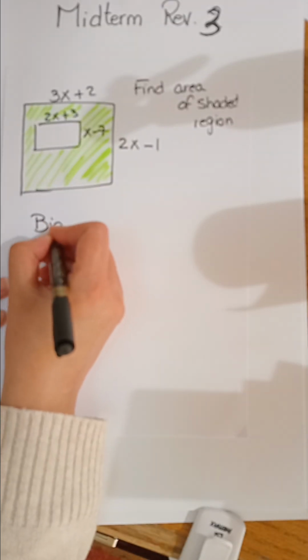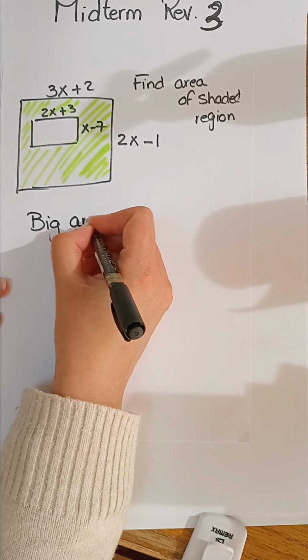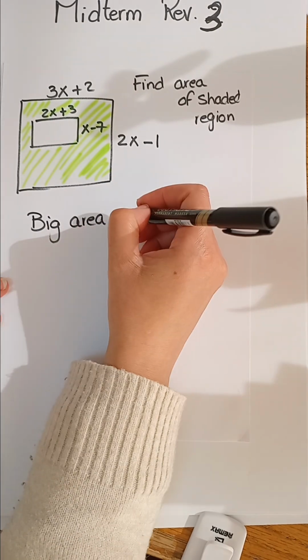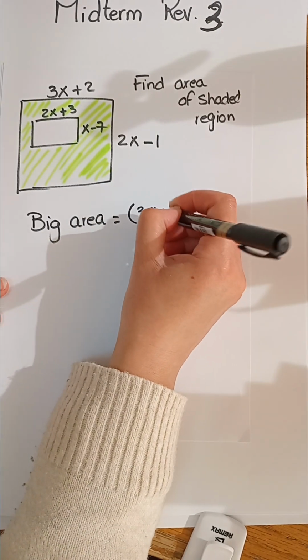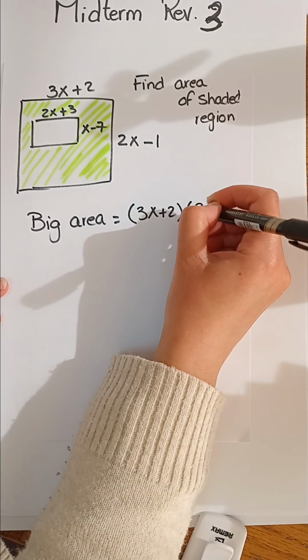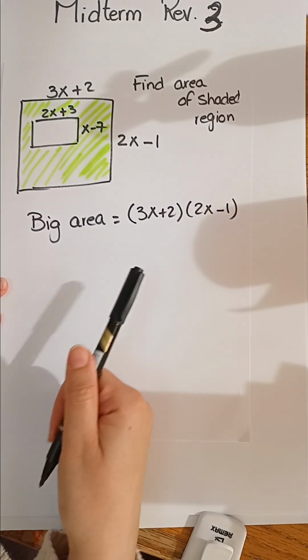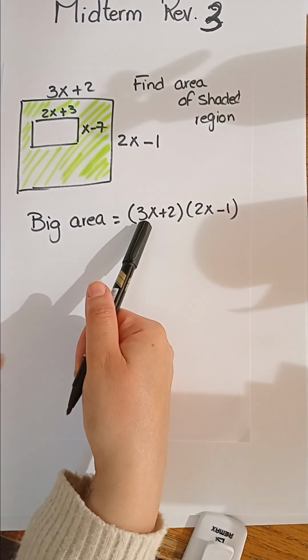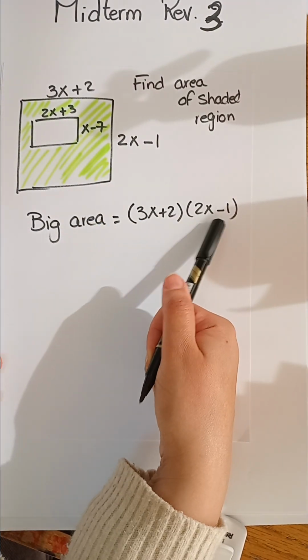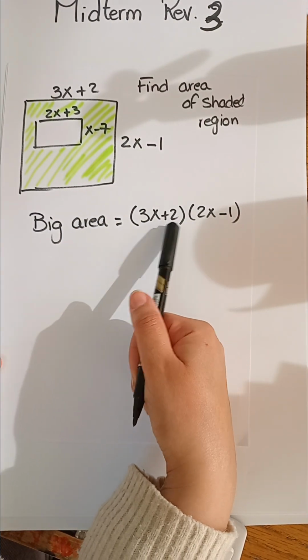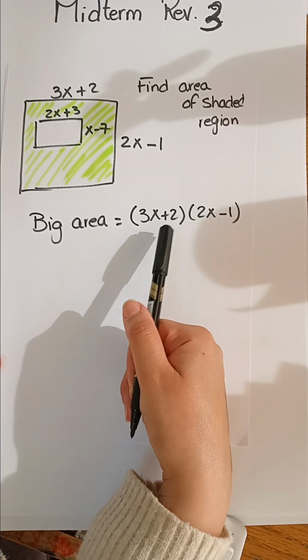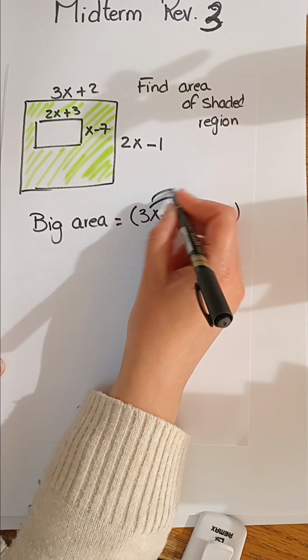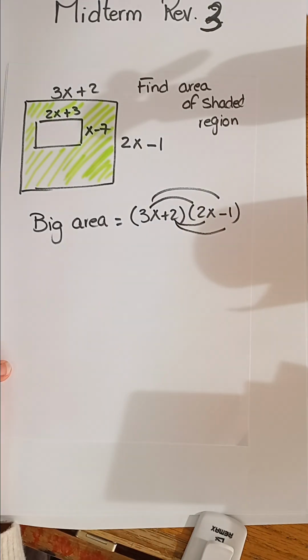So I'm going to write here big area or big rectangle. And how do I find it? I multiply 3x plus 2 multiplied by 2x minus 1. Don't forget to put the length in parentheses and the width in parentheses since they are binomials. So I have to put them in parentheses in order to use the FOIL method when I multiply.